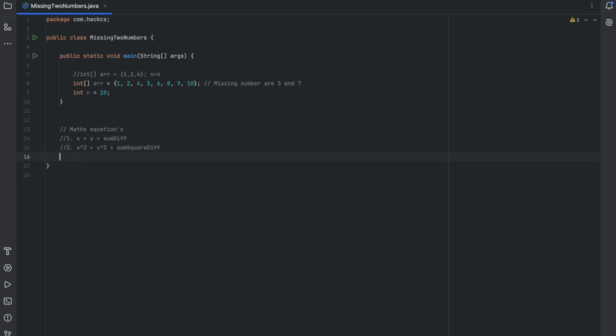Now we need the third equation, which is (x plus y) power 2 equals, you know this, we have studied in our classes, x square plus y square plus 2xy. This is our third equation, and the fourth equation is our quadratic equation.